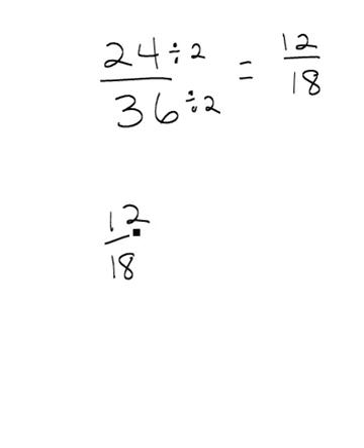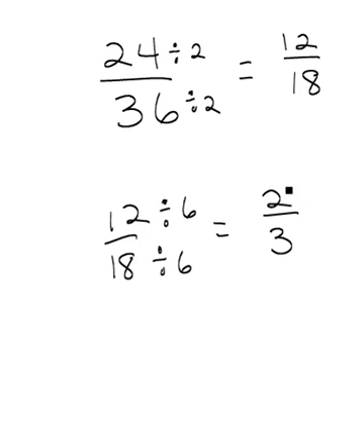Now I notice that 12 and 18 also have another factor in common. They have 2 in common, but they have a bigger number in common too, the number 6. I'm going to go ahead and divide the top by 6, and I'm going to go ahead and divide the bottom by 6. If I do that, I'm going to get an answer of 2/3.